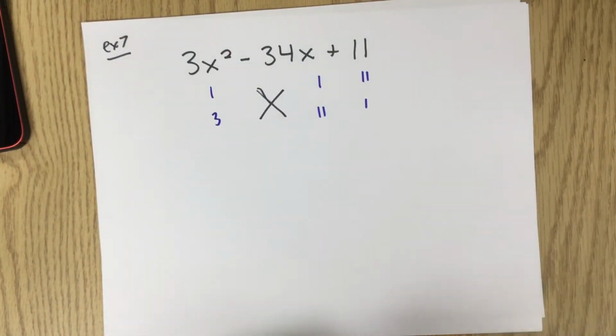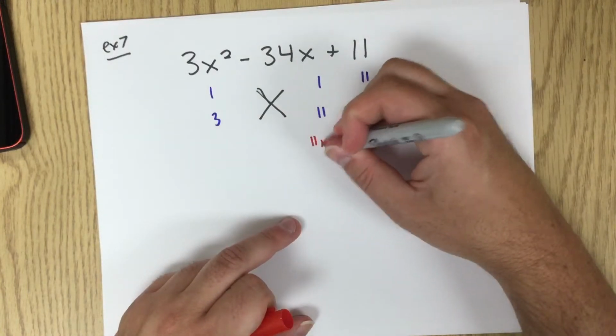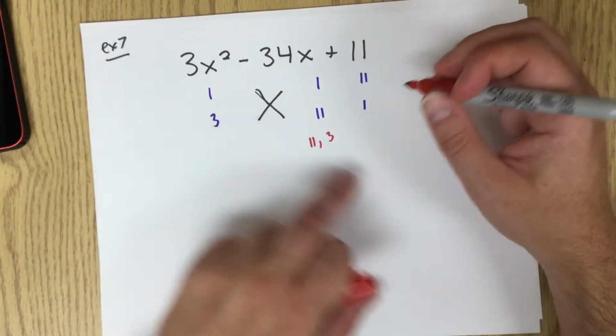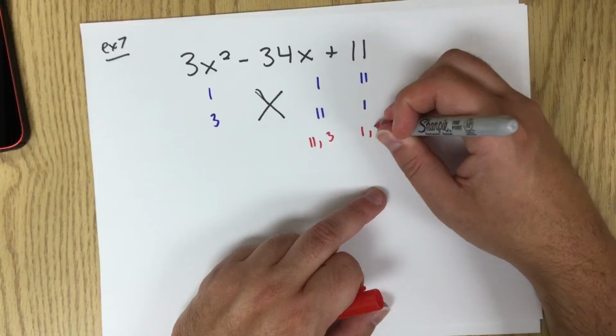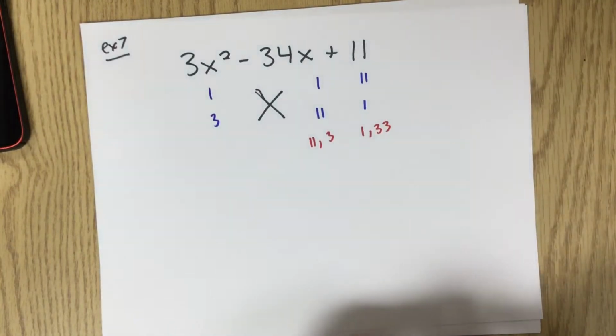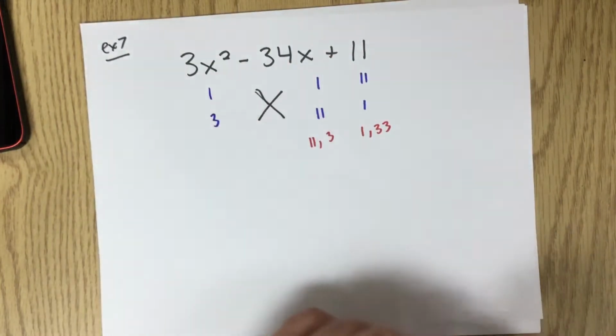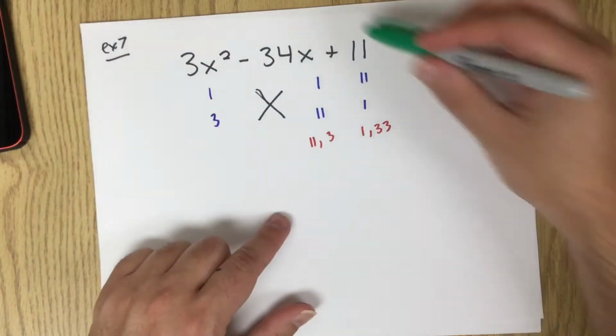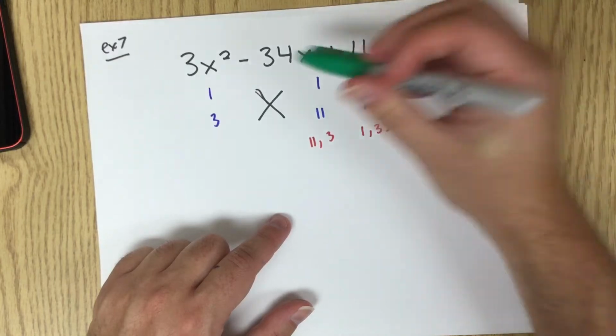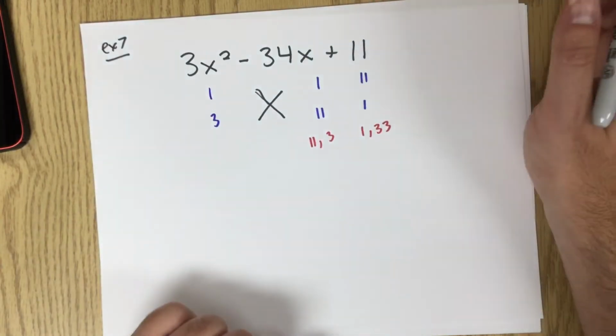Even the red numbers are the same. 1 times 11 is 11. 3 times 1 is 3. 1 times 1 is 1, and 3 times 11 is 33. Now here's where things change a little bit. So if you remember, you're expanding it all, it has to multiply essentially to this and add up to this. That's roughly where we're going with this.